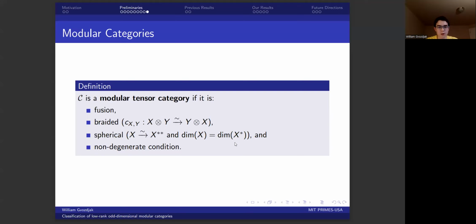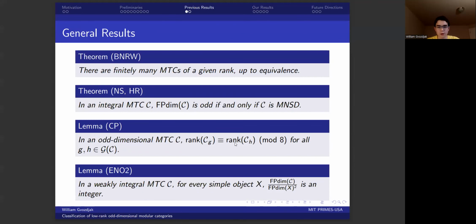So what is this non-degeneracy condition? The sphericality of C allows us to take traces inside of our category, and using these traces, we can define what's called the S matrix. And if our S matrix is non-degenerate, then we say that C is non-degenerate as well. So this was overall a very high-level definition of a modular tensor category. Next, I'll get into some previous results that have been shown about modular categories.